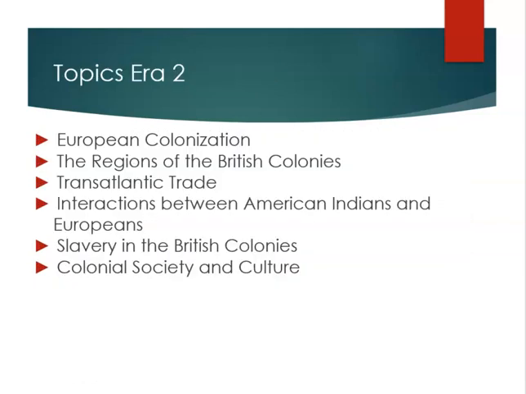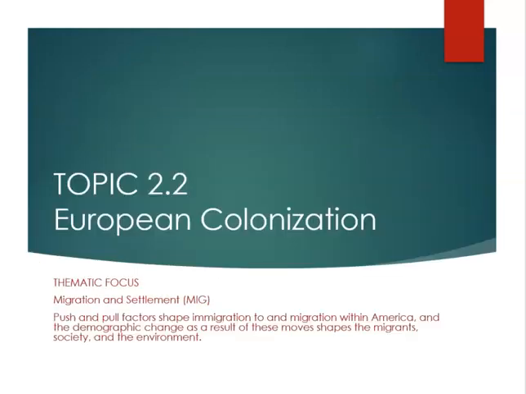Some of the key topics covered in this unit include the patterns of colonization, the different regions of British colonization, transatlantic trade, interactions with native peoples, slavery and labor systems, particularly in the British colonies, as well as the developing colonial society and culture. Looking first at this key topic of European colonization, we're going to pay particular attention to migration, with a look at what led to it as well as what resulted from it.